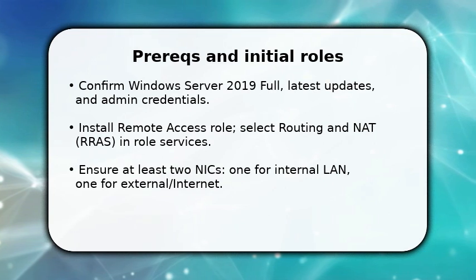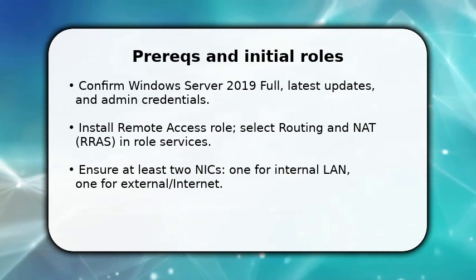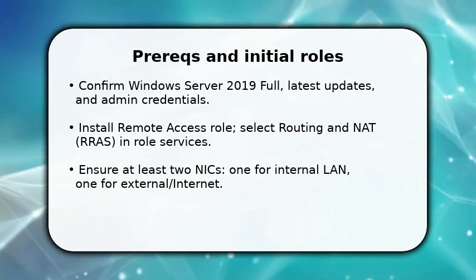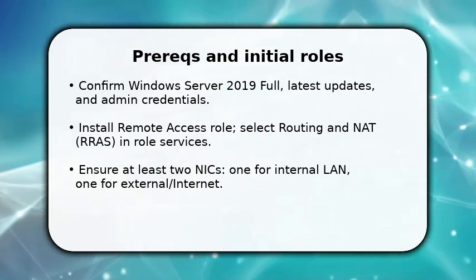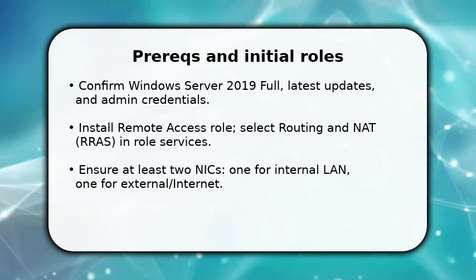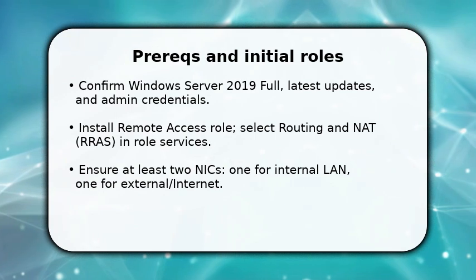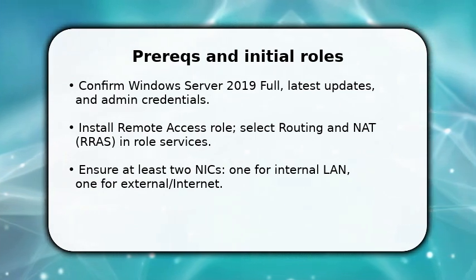Make sure you have two NICs assigned to distinct networks and assign static IPs, one public or upstream gateway and one internal subnet. Once done, open Server Manager and launch RRAS to begin configuration. This kickstarts packet forwarding and address translation services.